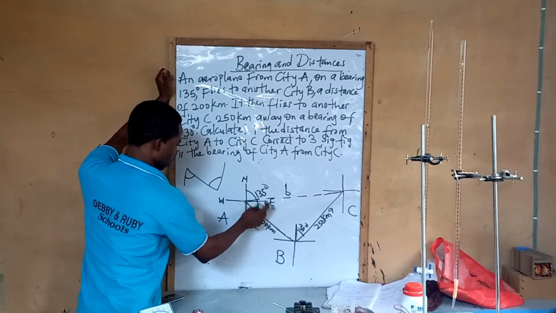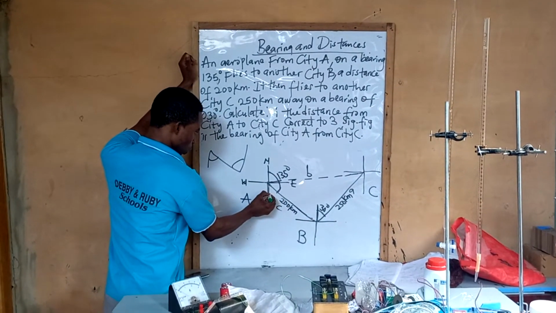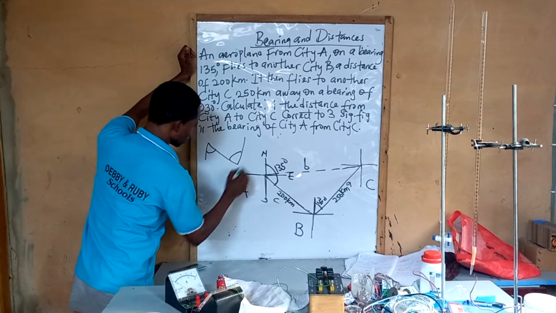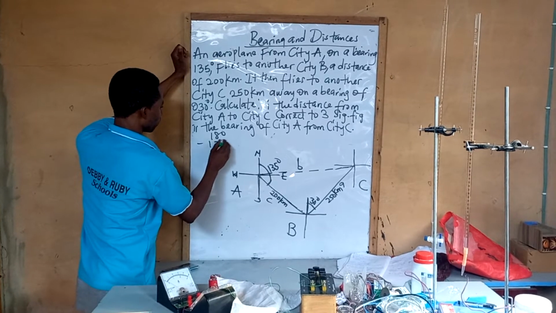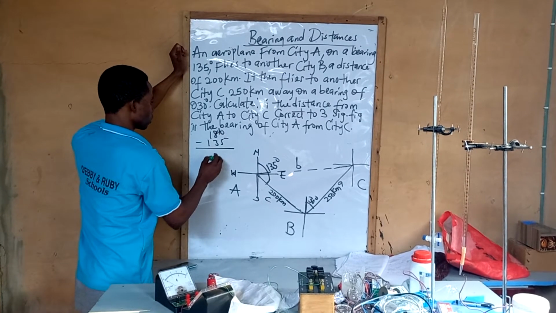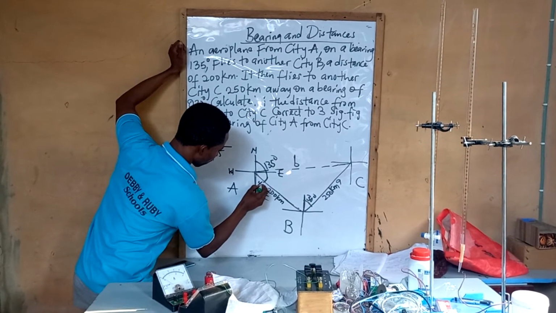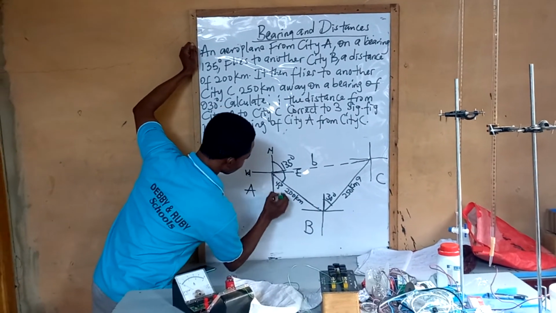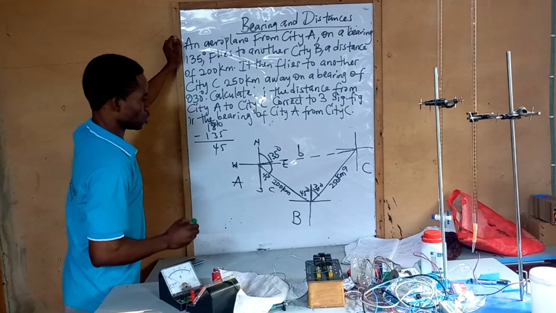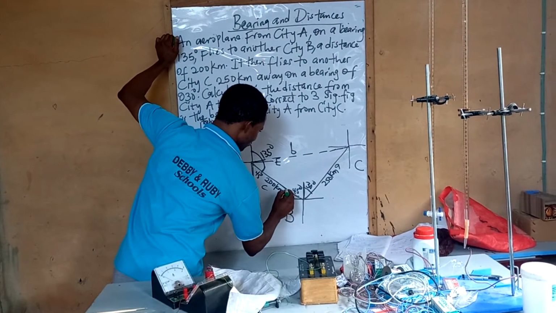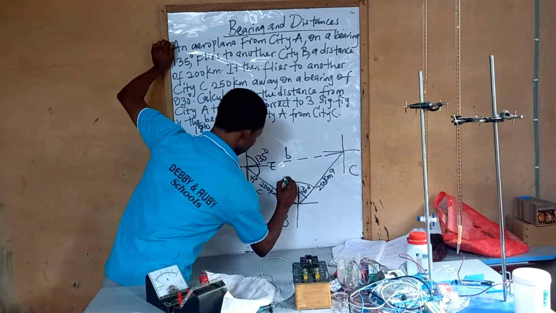So don't forget this is 135. 135 stops here, and if you complete it to here, it's 180. So 180 minus 135. 5; 7 minus 3, 4. So here is 45 degrees. So that shows that this place also will be 45. So if this place is 45, and I add the two together, 45 plus 30, that is 75.